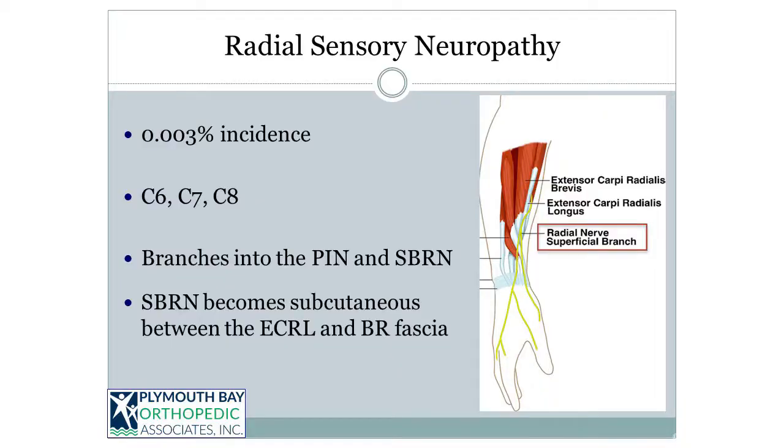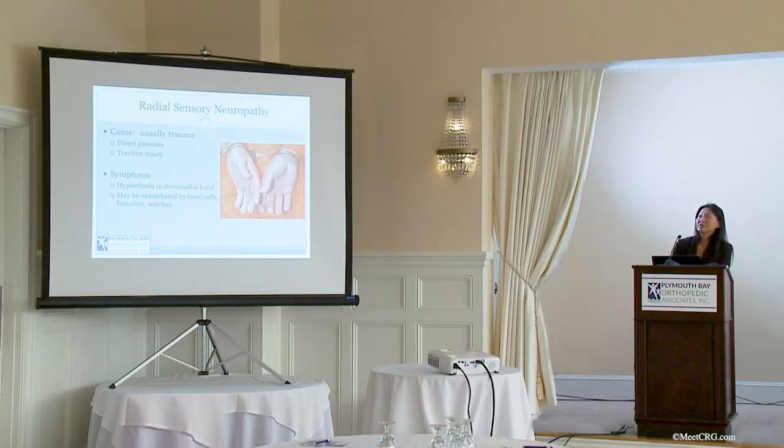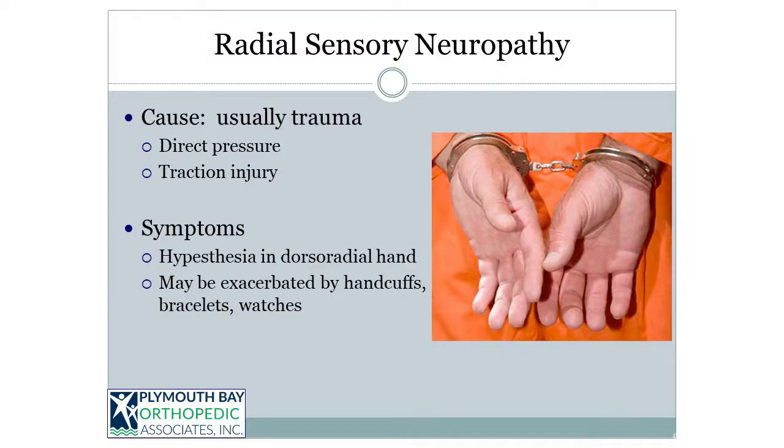So the sensory branch then becomes more superficial in the forearm between, if you can see there, the ECRL, or extensor carpi radialis longus, as well as the fascia from the brachioradialis. So the cause of neuropathy in this area is usually direct pressure on it. The times that I've actually seen it in the office is prisoners who have handcuffs on that are too tight, or restraints. And so that external pressure actually causes the nerve to not send the signal out as well.